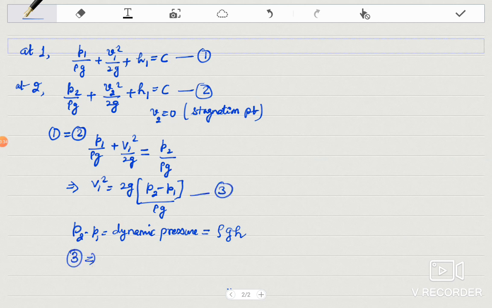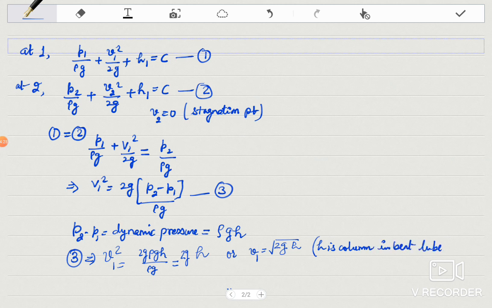So 3 implies V1 square is equal to 2g rho g h upon rho g, or finally it is 2gh, or V1 is equal to square root of twice gh. H is the column in the bent tube.